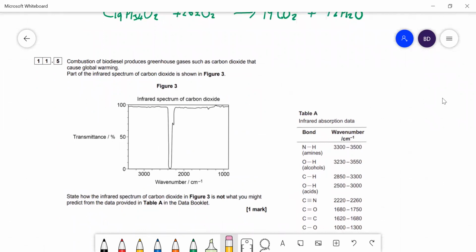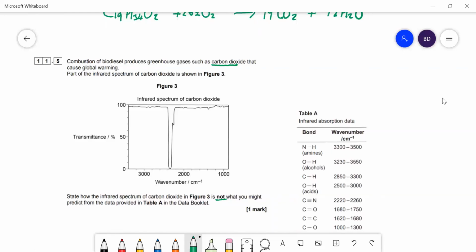Okay, combustion of biodiesel produces carbon dioxide. Okay, that's what we're talking about here. And it shows us that causes global warming. Part of the infrared spectrum is shown there. Okay, so there we've got it there. State how the infrared spectrum of CO2 is not what you might expect from the data booklet table. Right, I've got the data table here.